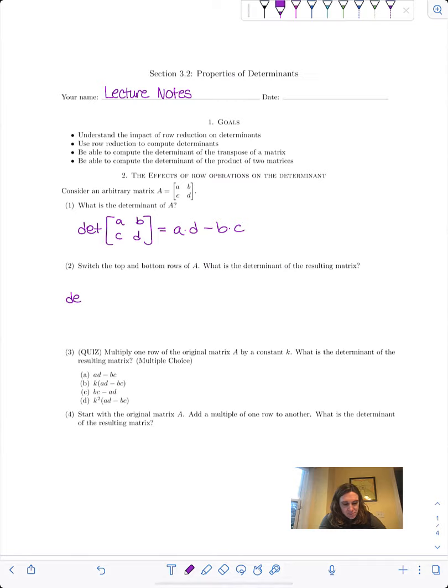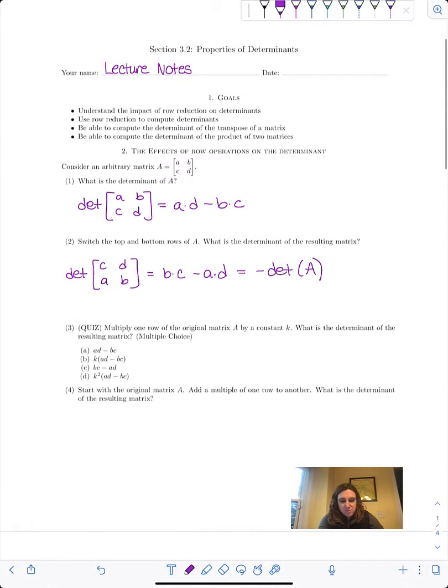Now, if we swap the top and bottom row, this would be a row swapping operation. We end up with C D on top, A B on bottom, and then when we take our determinant, we get BC minus A times D, which in fact equals negative times the determinant of A. And that's going to be true in general.